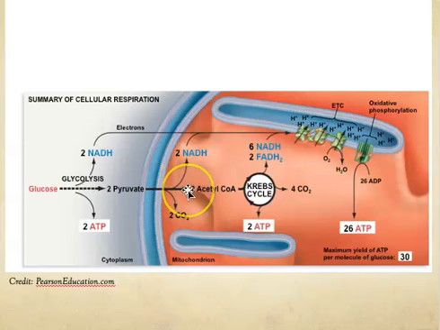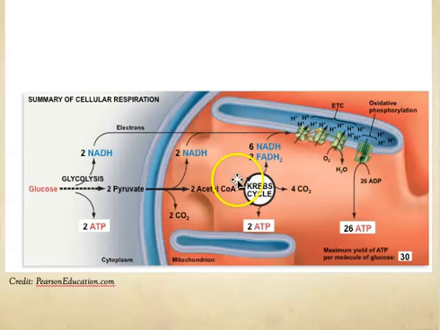Once the pyruvate gets into the matrix, it will be converted into acetyl-CoA. It will be oxidized. It will be broken down into acetyl-CoA. The electrons that are released will be harvested by NADH. No ATP gets made during pyruvate processing.